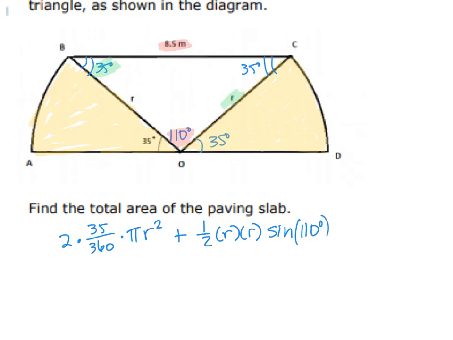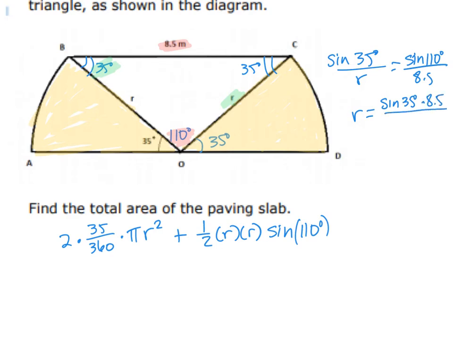So using law of sines, then I can say that the sine of a 35 degree angle over r is the same thing as the sine of that 110 degree angle over 8.5. Okay, so that means if we cross multiply and divide, r would be equal to sine of a 35 degree angle times 8.5 divided by the sine of a 110 degree angle.